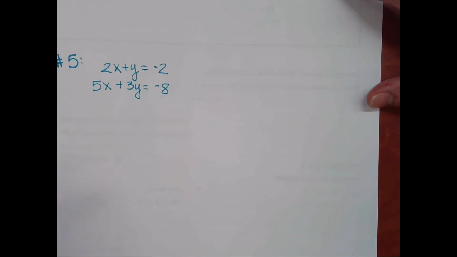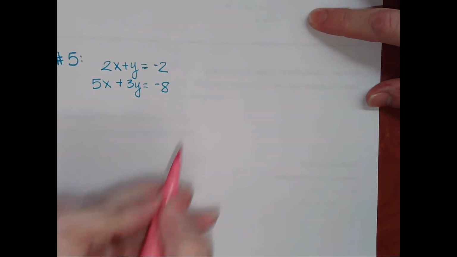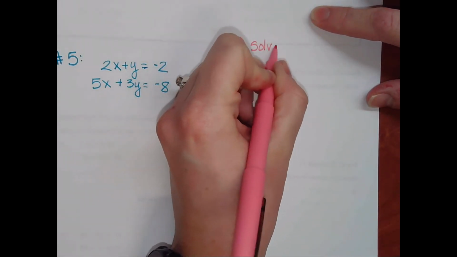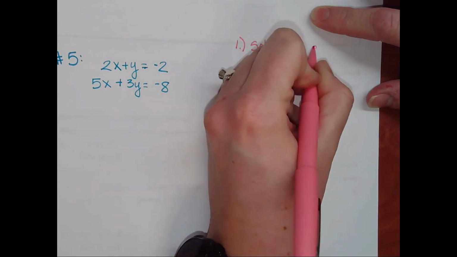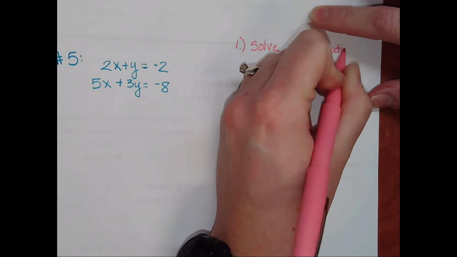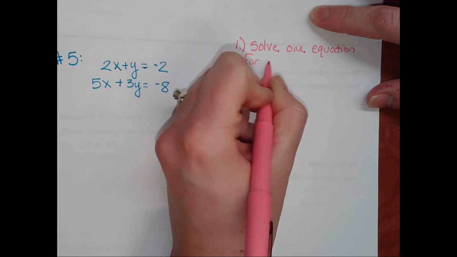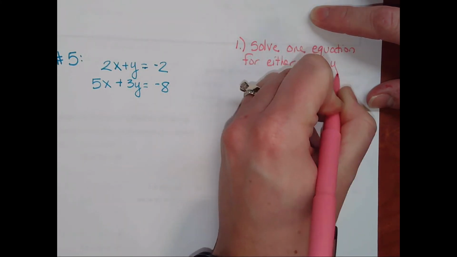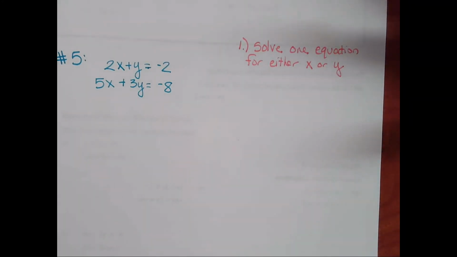So when you are in this situation, you're going to think about these steps. Step 1, you're going to solve one equation for either x or y. And it could be one or the other. Sometimes it's easier to solve one of the equations for x. Sometimes it's easier to solve one of the equations for y.